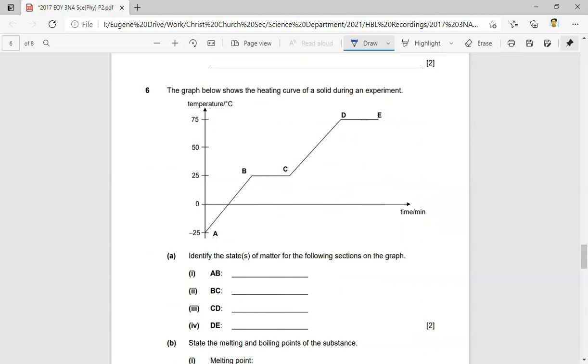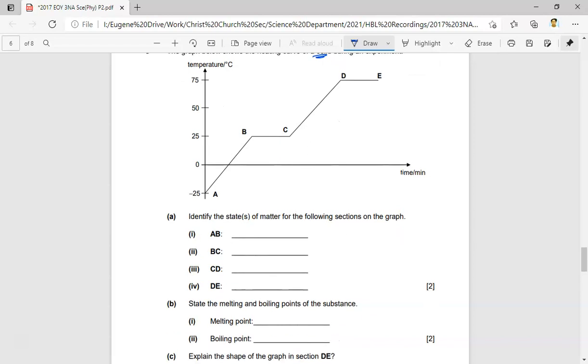Now let's go on to question 6. The graph below shows a heating curve of a solid. So I start off as a solid. Okay, this is a heating curve of a solid. Now it asks you to identify the states of matter for the following sections. So let's break it down into the following segments. So I got 1, 2, 3, 4.